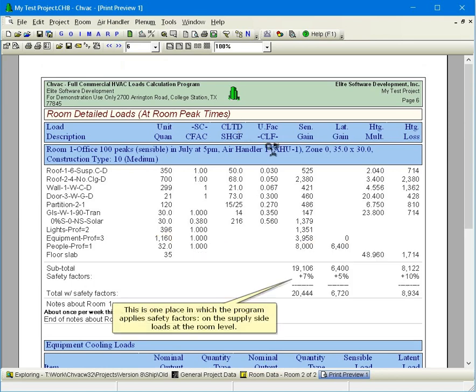This is one place in which the program applies safety factors on the supply side loads at the room level.